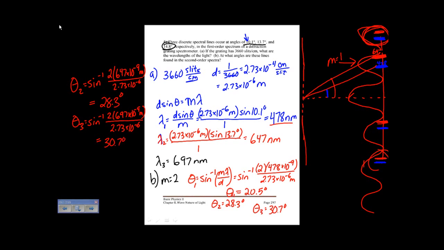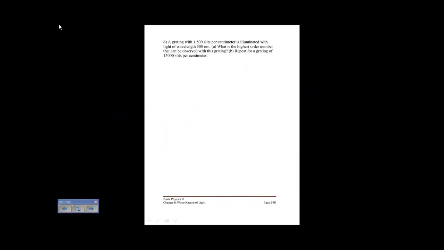That's the second order. And then you can also calculate it for the third order, for the fourth order, until the orders just go away, when the angle is 90 degrees. Which brings us to this next one. Okay, number 6 has a grating with 1,500 slits per centimeter illuminated with light of wavelength of 500 nanometers. What is the highest order number that can be observed with this grating?